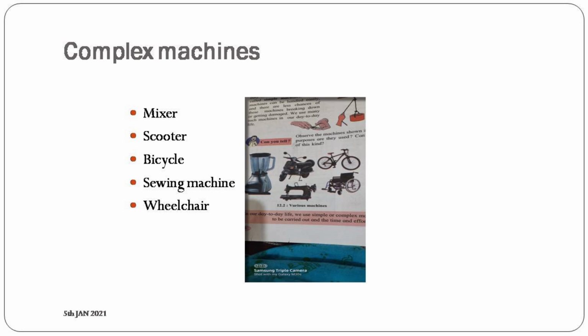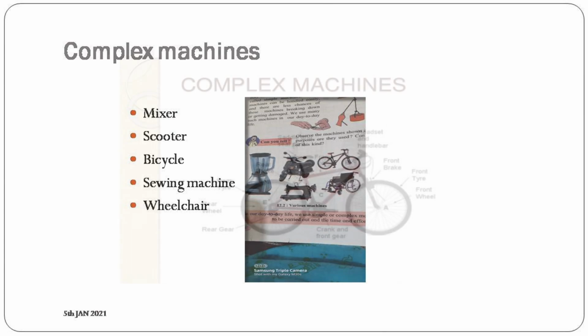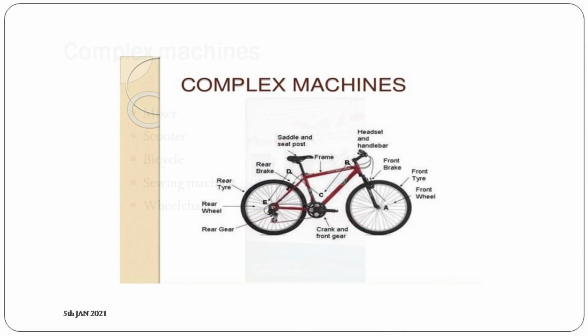Now here I have selected one picture of a bicycle. If you observe carefully, in the bicycle there are attachments everywhere and two or three simple things are added together. Parts are joined together to make the bicycle.